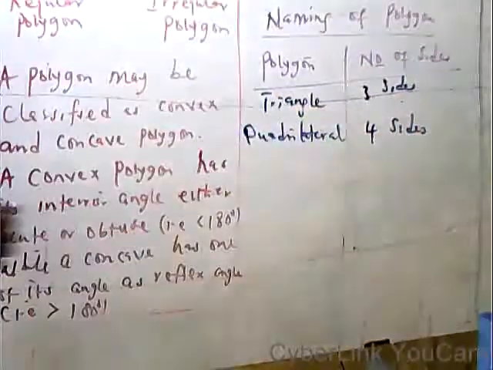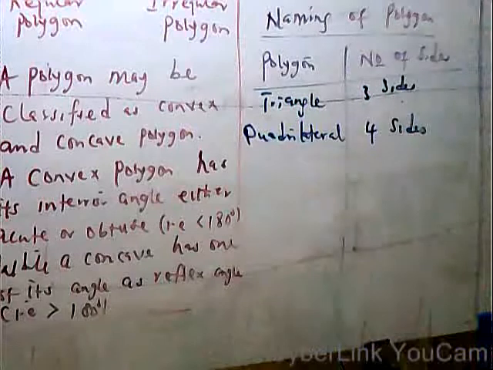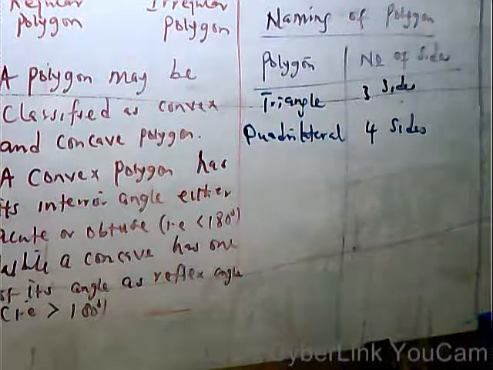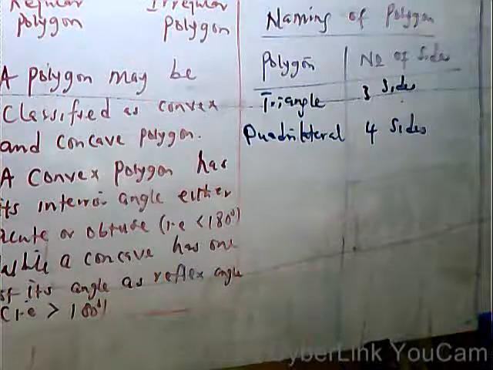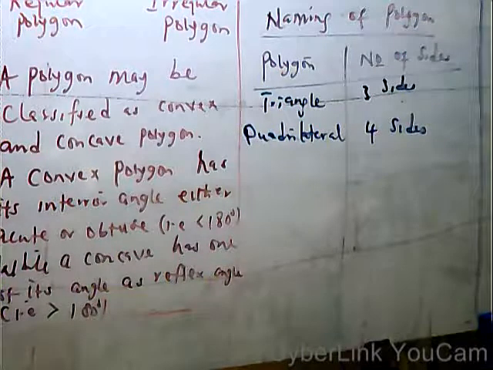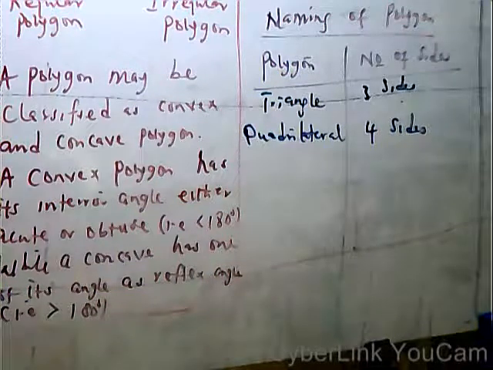And we have examples of a quadrilateral. You have your rectangle, your square, your parallelogram, your kite, your rhombus, and your trapezium. They are all examples of quadrilaterals, because they all have 4 angles and 4 sides.